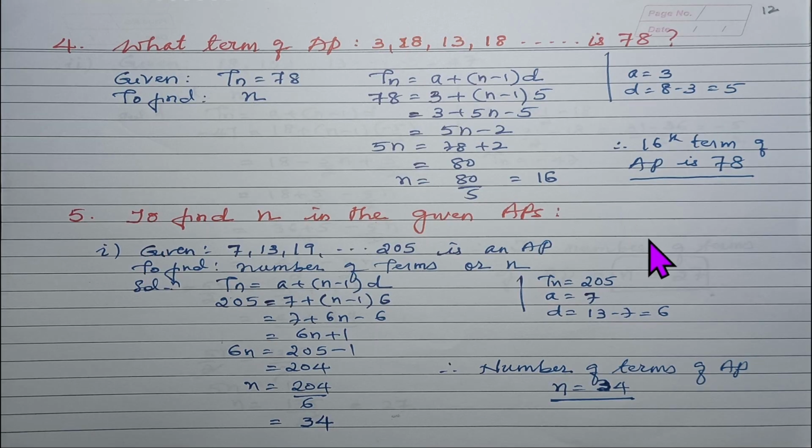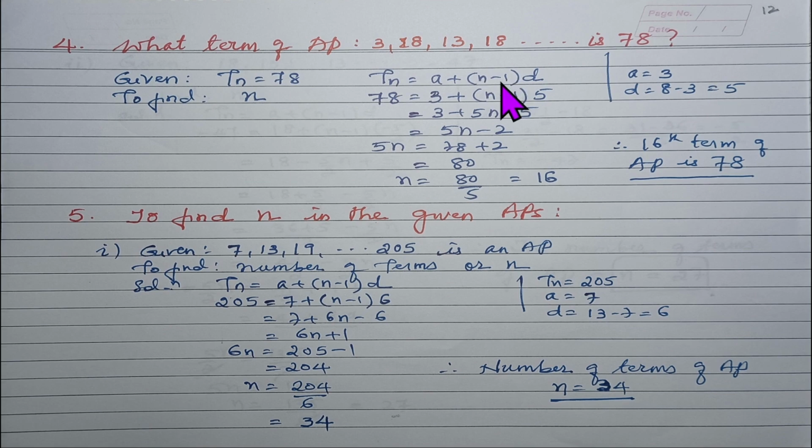The next example, that is the fourth example: what term of the AP 3, 8, 13, 18, and so on is 78? Please note this, it is only 8, not 18 or anything, it is only 8. Now we are given the nth term as 78 and we have to find n. To find n, we can use the formula Tn is equal to a plus n minus 1 into d. a is equal to 3, d is equal to 8 minus 3, that is 5.